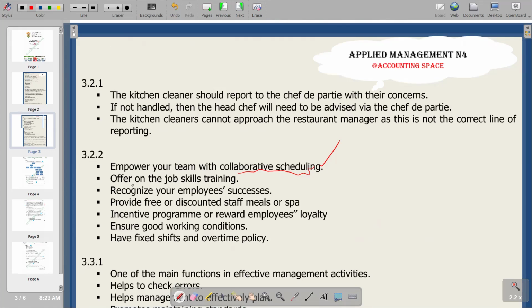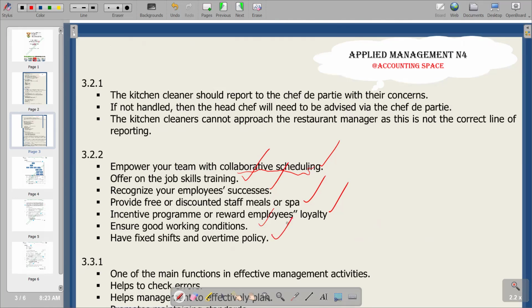Then another point, offer on the job skills training, recognize your employees' successes, provide free or discounted staff meals or spa, incentive program or reward employees' loyalty, ensure good working conditions, and finally have fixed shifts and overtime policy.